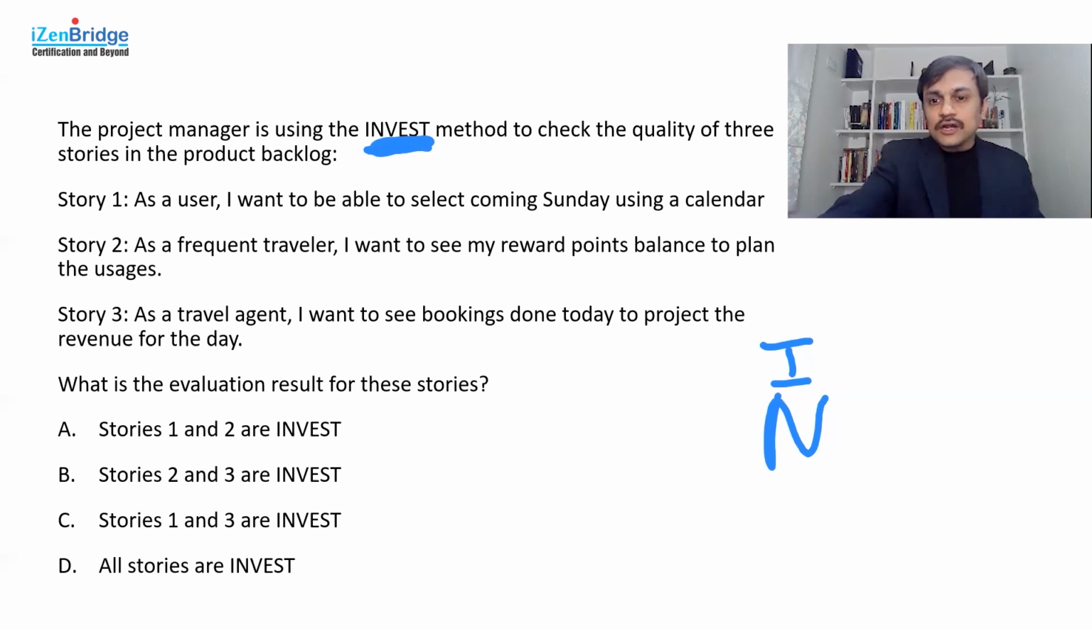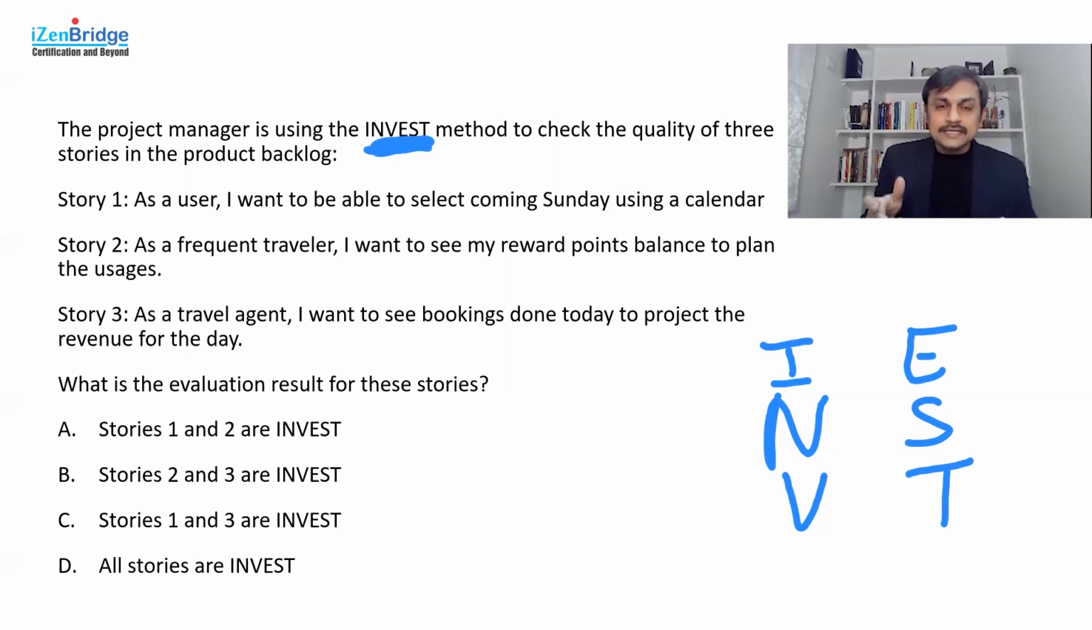The V stands for valuable: it should be valuable to your user, your consumers. It should deliver a small piece of value to a user, to a consumer. And usually when you see "as a" followed by a particular person who is using or consuming it, that person should get some value out of it. Now, EST: it should be estimatable, it should be small enough, and it should be testable.